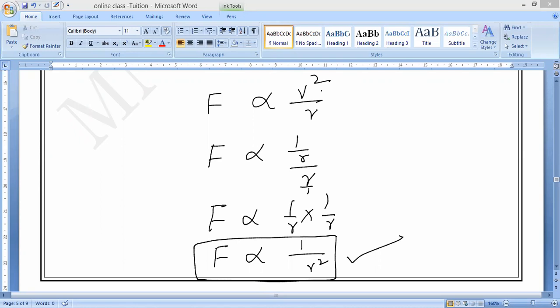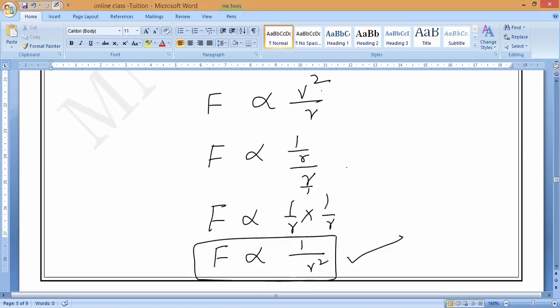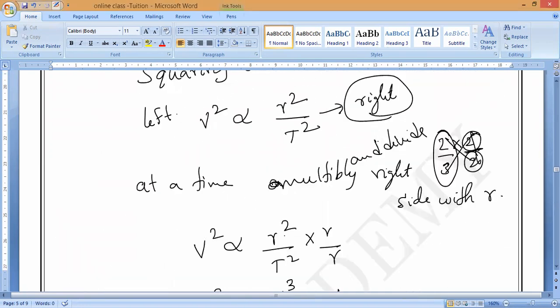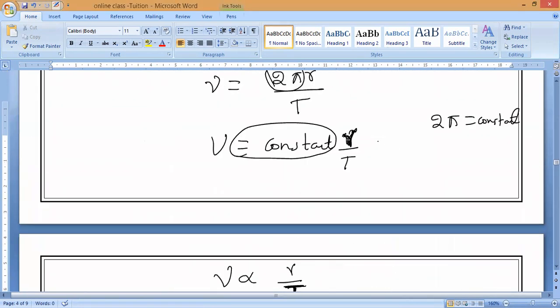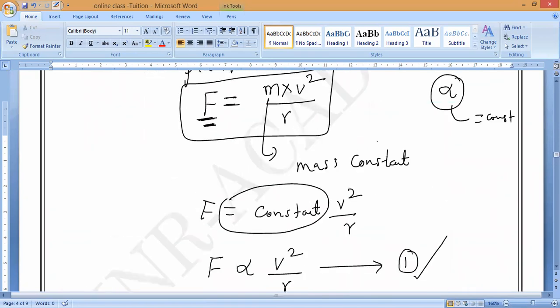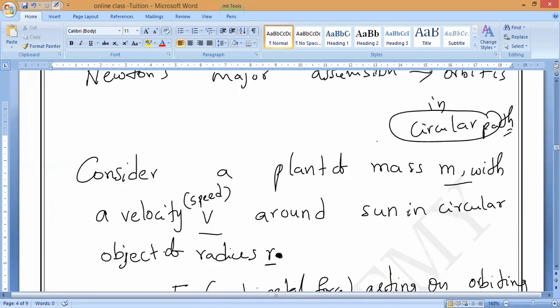Understand? What we should call F is directly proportional to 1 by R square is the inverse square rule. Understand? Very, very clear, slowly, clearly you have to understand. Any doubt, you have to ask me.